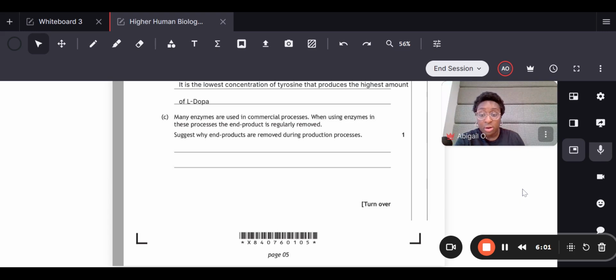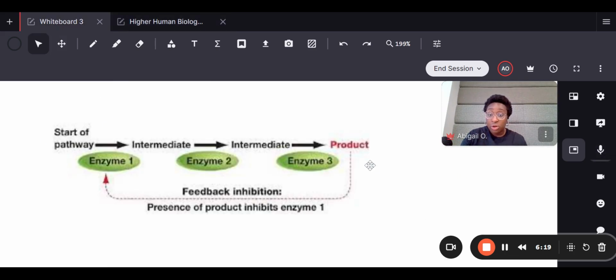And the final question here, many enzymes are used in commercial processes. When using enzymes in these processes, the end product is regularly removed. Suggest why end products are removed during production processes. To understand this, let's take a look at a little diagram here. So here we've got a metabolic pathway of some description. We've got the start of the pathway, some intermediate molecules, and the final product.